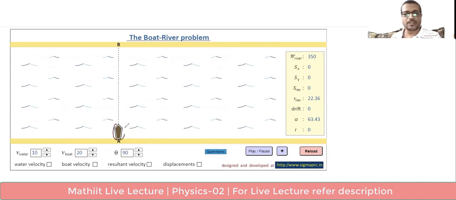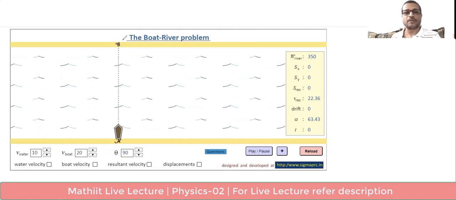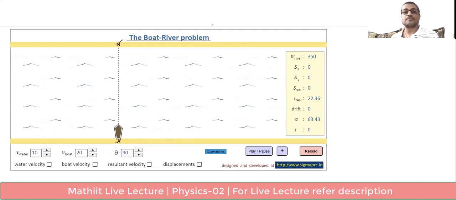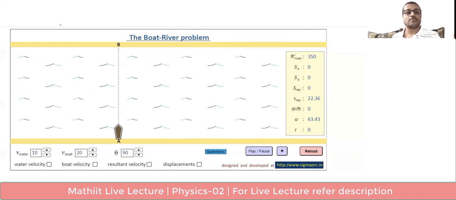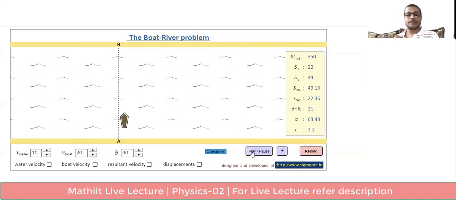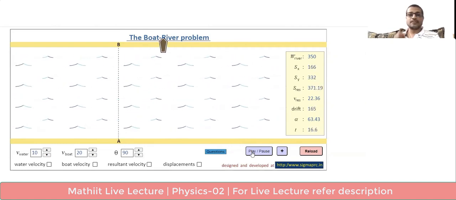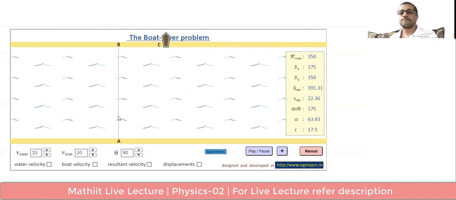This is our humble looking boat. And the boat is trying to cross the river from point A to point B. But because of the velocity of the water, it will not be able to reach point B. It will get dragged down. And you can see that, click. And it crosses the river, but reaches point C.